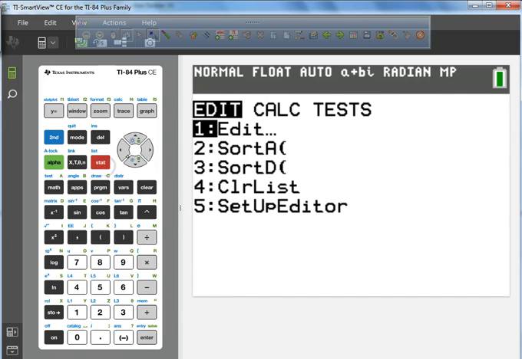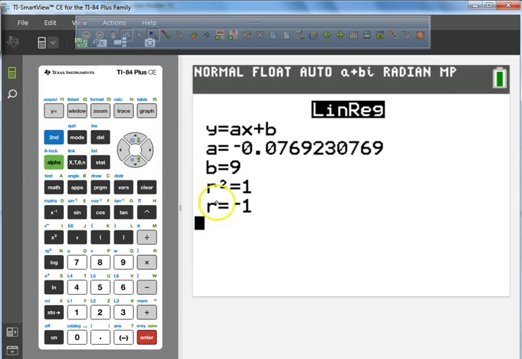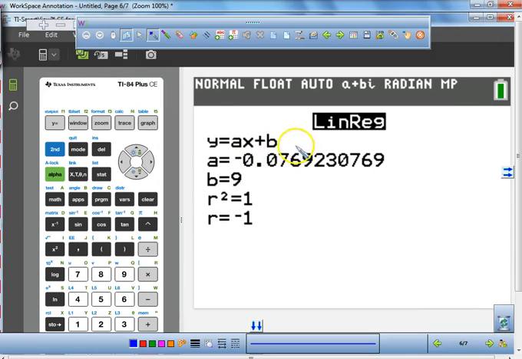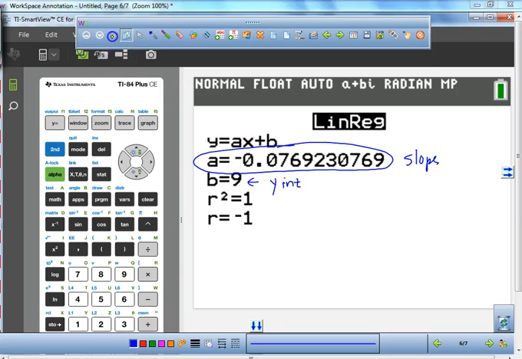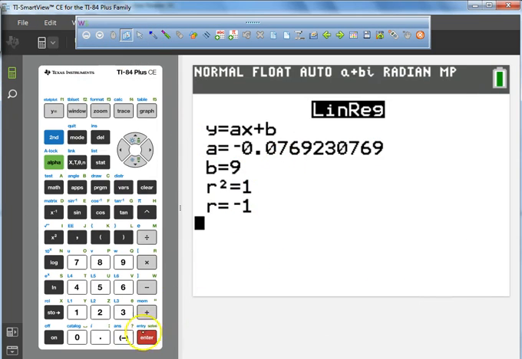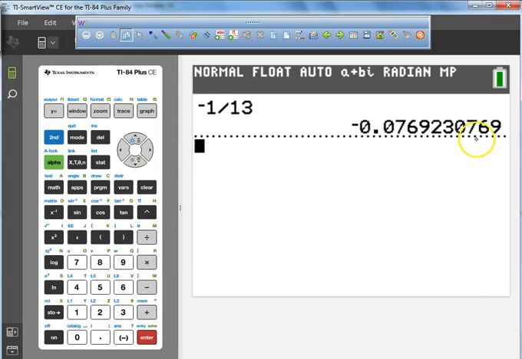Then you hit Stat, right arrow, go down to number 4, and it's going to be in the form of y equals ax plus b, and you're like, what in the world? What answer is that? That's my slope. What does this represent? Your y-intercept, right? Okay? Well, check it out. If I type in negative 1 divided by 13, remember that number, what's the decimal that goes with it? That decimal right there. So you can check your fractions and see which fraction matches the decimal.